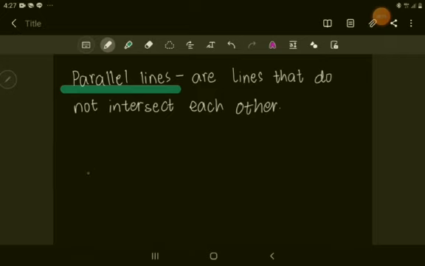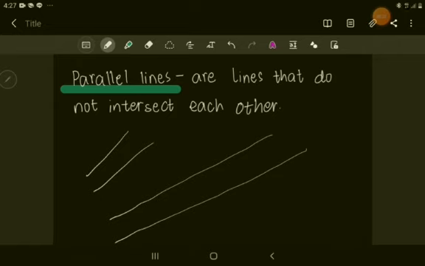Meaning, just like this, as an example, see? These two lines do not intersect each other. No matter how long it goes, they will never ever intersect each other. The symbol for parallel lines is this right here. This is the symbol for parallel lines.